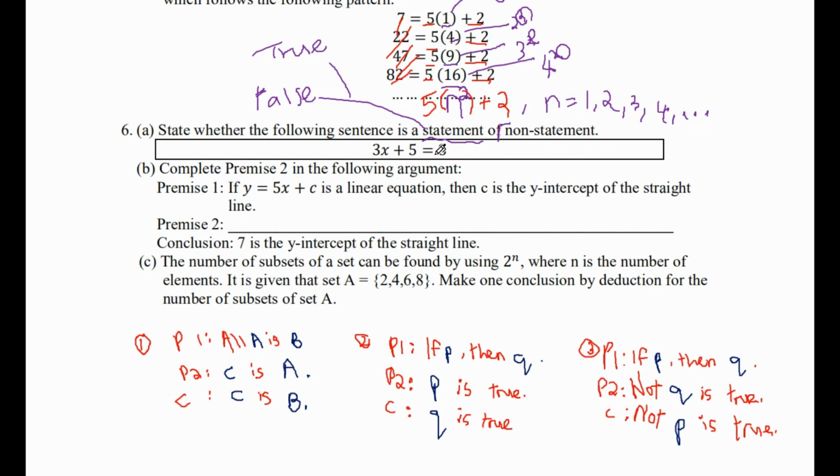Okay, so let's look at this. 3x plus 5 equals to 8. This mathematical equation, we do not know whether it is true or false because we do not know what the value of x is. We cannot tell that this is true or false, so this is a non-statement.